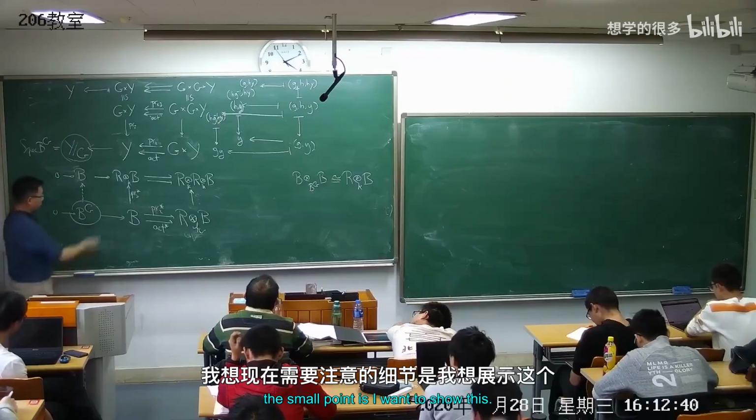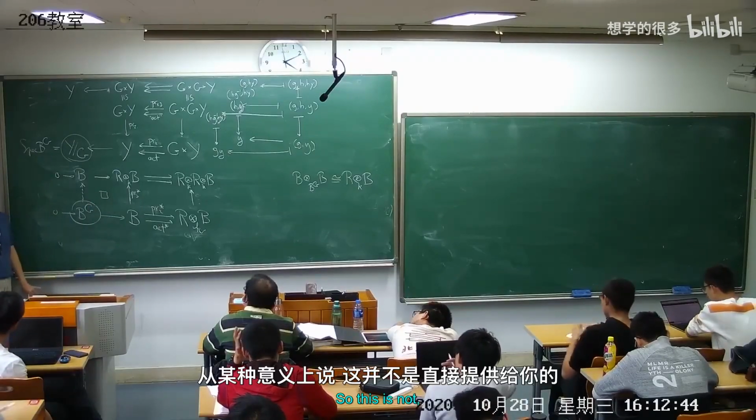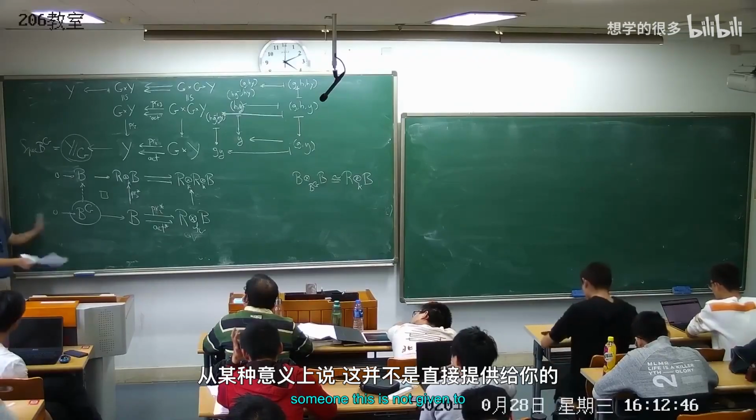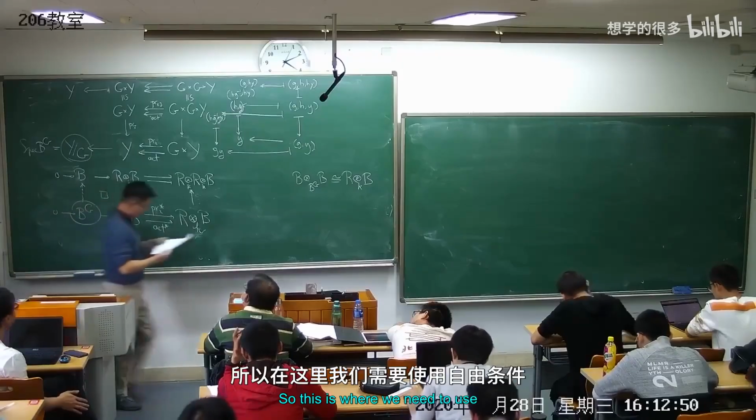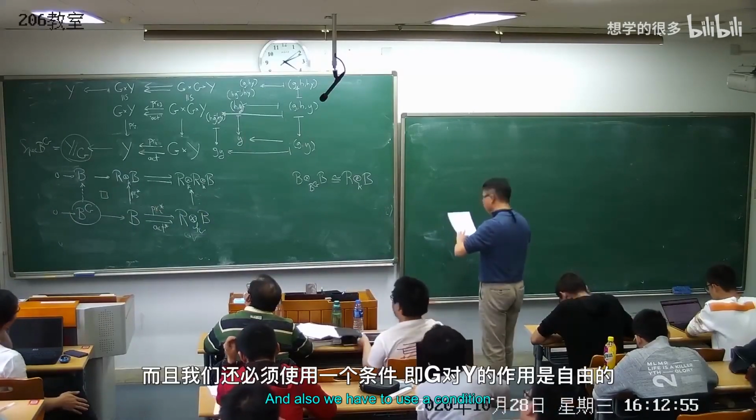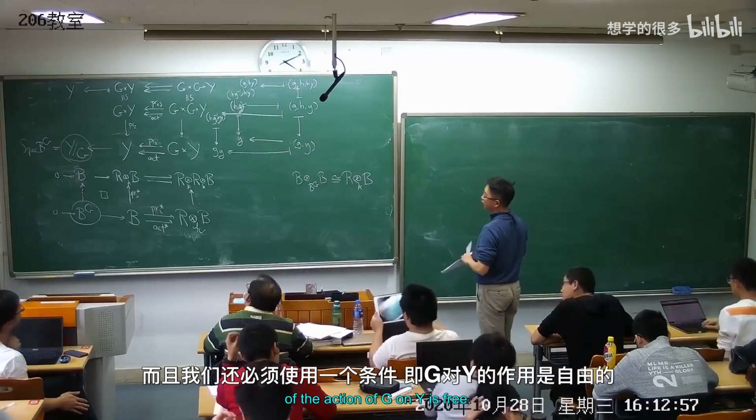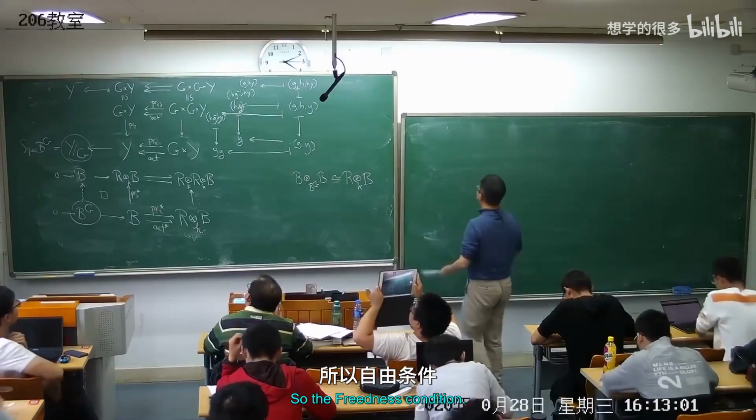Now one of the points is I want to show this. The first diagram is Cartesian. So this is not given to you directly in some sense. So we have to prove this. This is where we need to use the freeness condition. And also we have to use the condition that the action of G on Y is free. So I'm going to use it now. So the freeness condition.